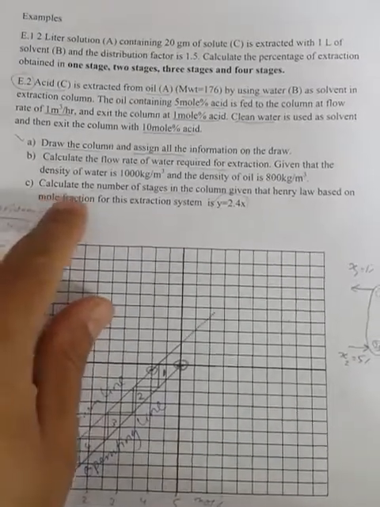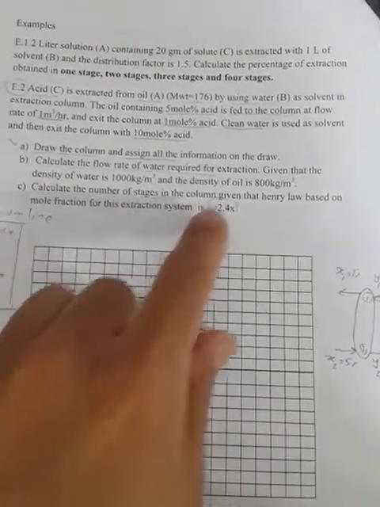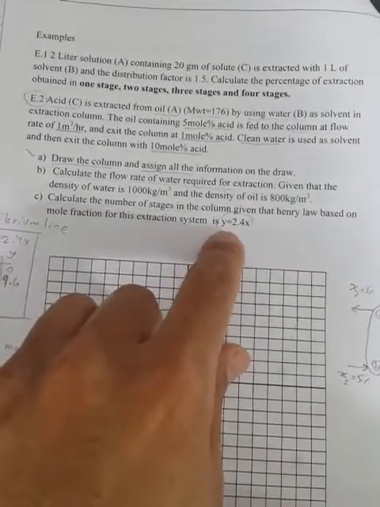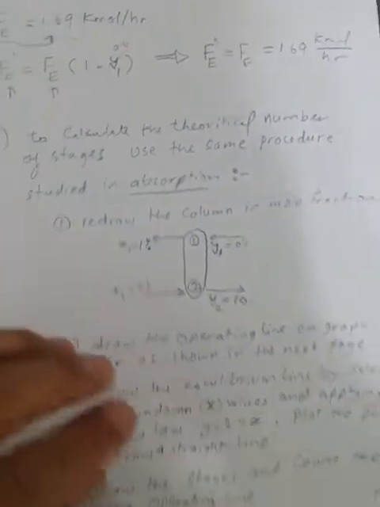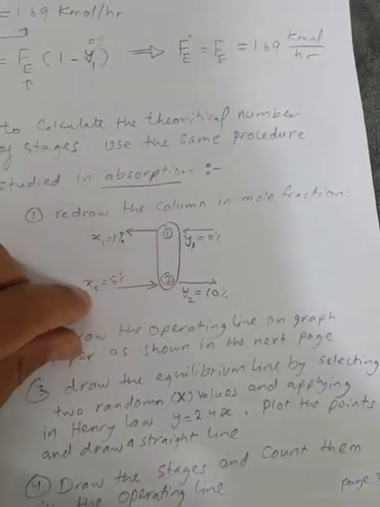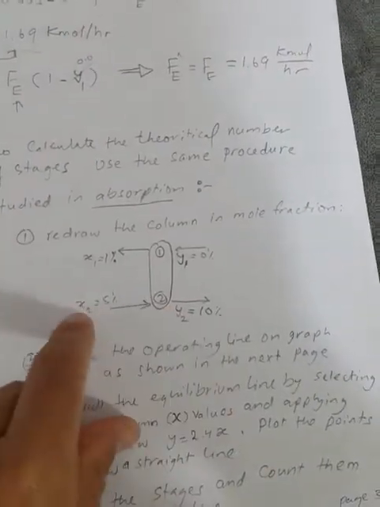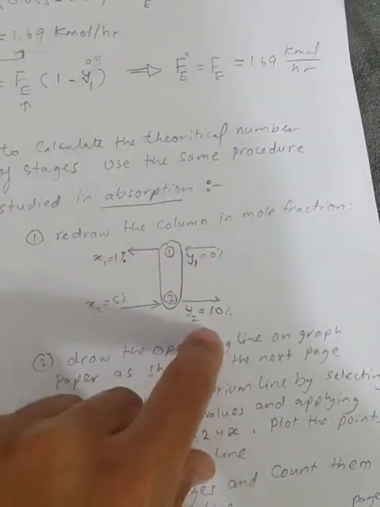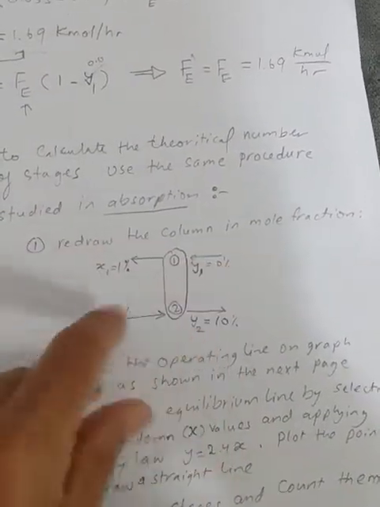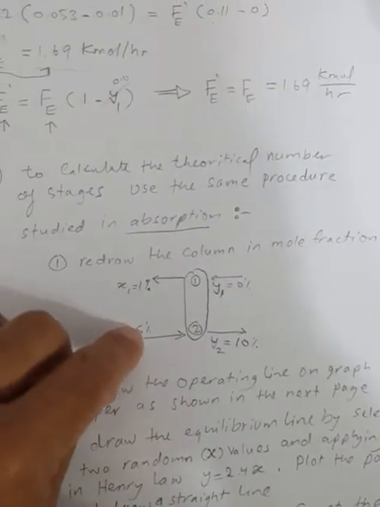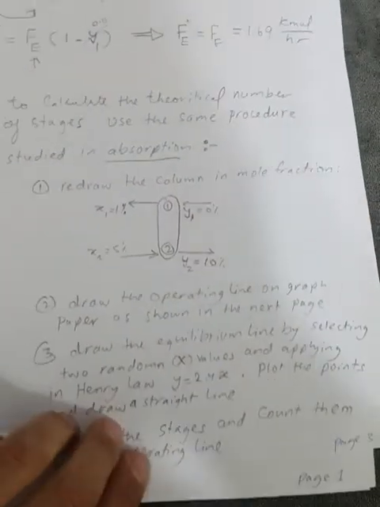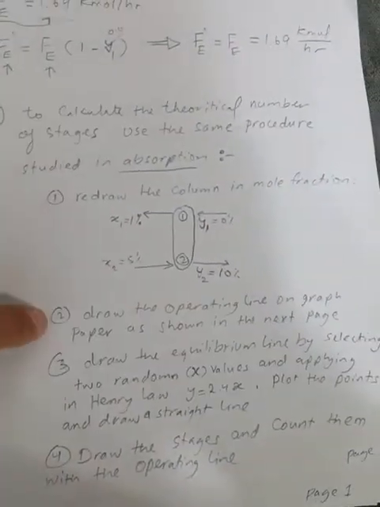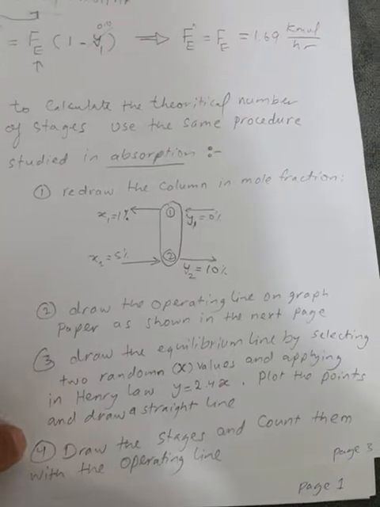To solve for part C, to calculate the number of stages, recall that Henry's law is y equal to 2.4x. Now to solve this, we redraw the column by using mole fraction only. So mole percent is shown, which is similar to mole fraction. So these values are 0.05, 0.01, 0.1 and 0. Now we can follow the steps which are written in the PDF file attached in e-learning.